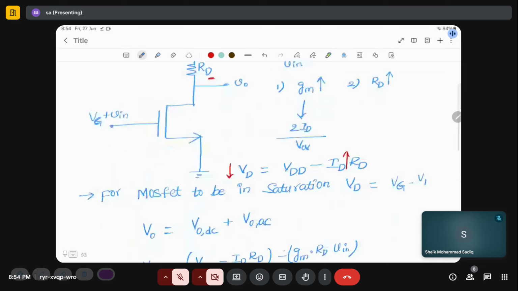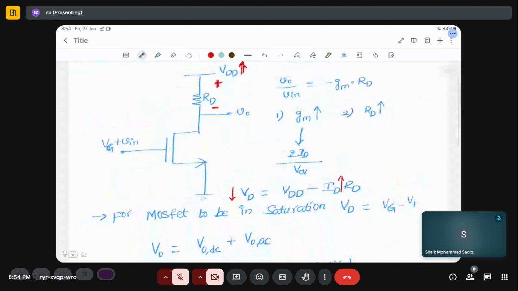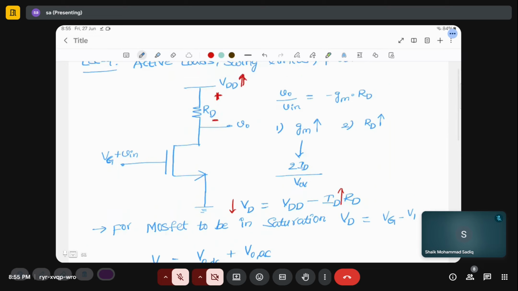By simply increasing ID, I will get the required gain, but my MOSFET will not be in saturation region. To do that, I have to increase my VDD.